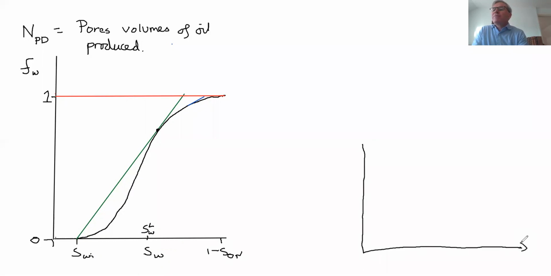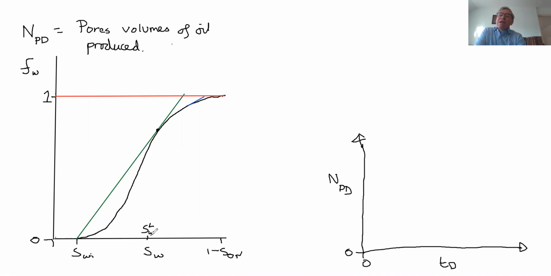So what we're going to show here on this graph is going to be NPD as a function of how much water we've injected, which is TD, which is the dimensionless time, which is the number of pore volumes of water injected. So let's have a look at this. What's the maximum amount that we can produce? Well, if we look at this, we start with an initial water saturation SWI, and at the end of the displacement, we'll get to a maximum water saturation 1 minus SOR.